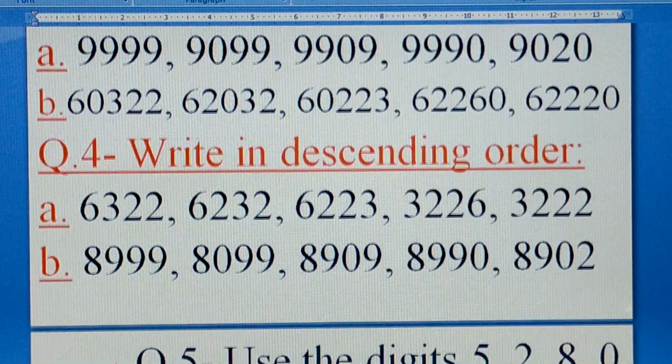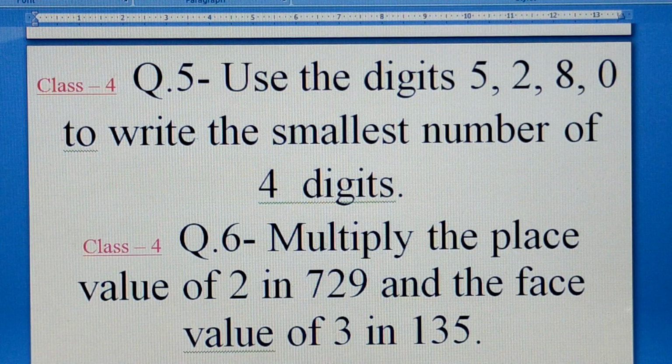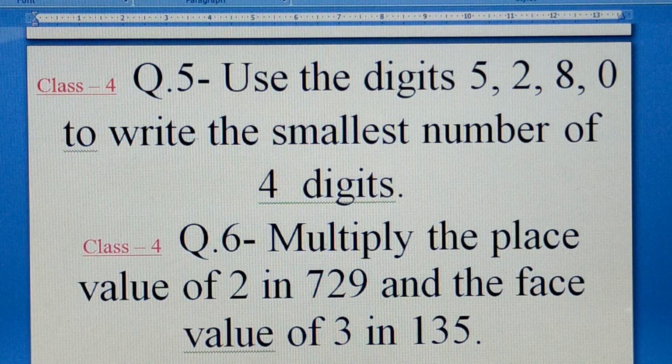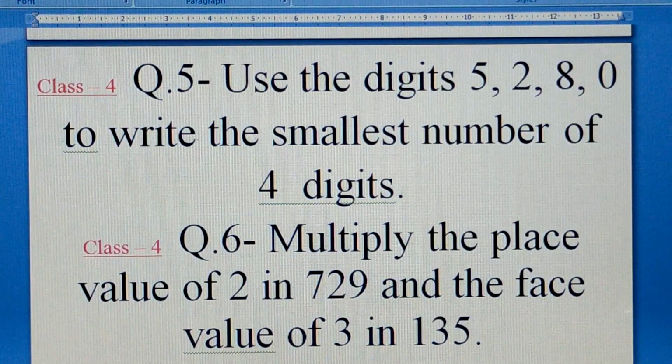Next question. Use the digits 5280 to write the smallest number of 4 digits. Question number 6. Multiply the place value of 2 in 729 and the face value of 3 in 135. Can you tell me the place value of 2 in 729? Yes, it is 20. And what is the face value of 3 in 135? It is only 3. You have to multiply. And please write the language properly.